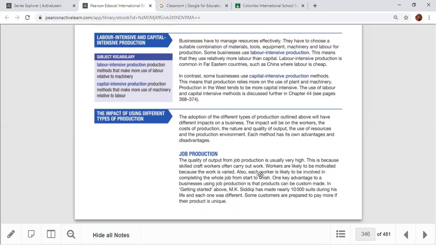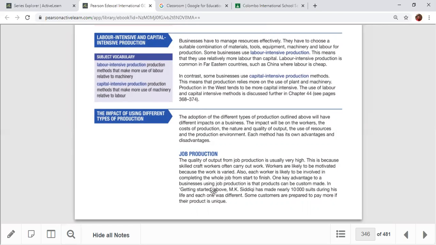You can see, we can always say it's a fine product because everyone is working hard, specialized workers, and good attention and focus is there on the final output. Therefore, skilled craft workers will carry out the work. Workers are likely to be motivated because the work is varied. Also, each worker is likely to be involved in completing the whole job from start to finish.